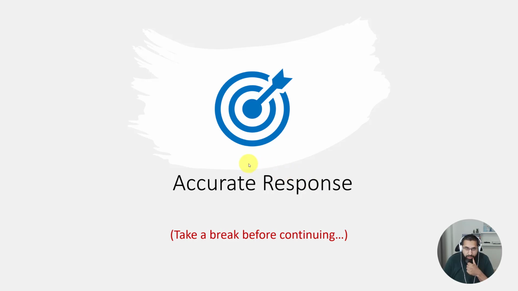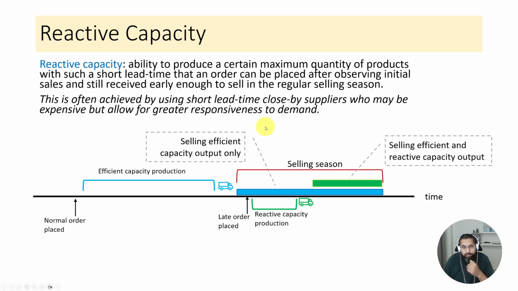Okay, so let's talk about accurate response. The key part of accurate response, the key resource which enables us to do accurate response type of strategies, is reactive capacity. As the name suggests, this is a capacity that allows us to react to demand, which means it has a small or a short lead time.